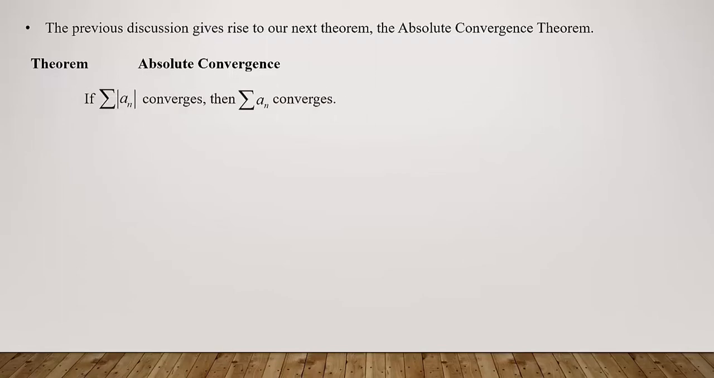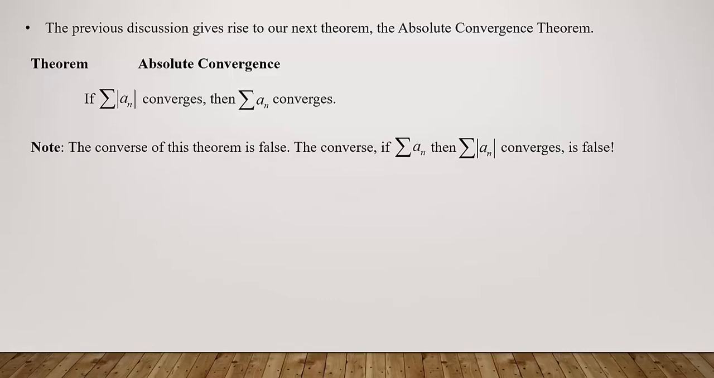If the series absolute value of a sub n converges, then the series a sub n converges. So notice what that is saying. If you take the absolute value of terms of a series and you get something that converges, well, then the series as it was given to you with some negative terms in there, it must also converge.